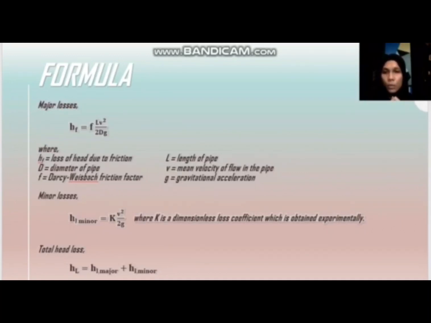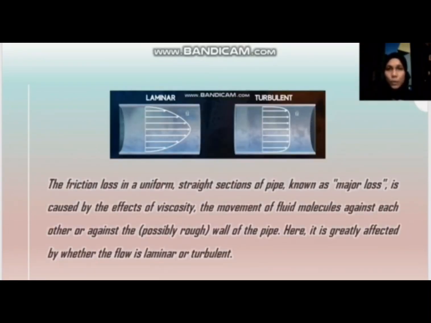Then we have minor losses, HL minor, equals K, where K is a dimensionless loss coefficient which is obtained experimentally, multiplied by V squared over 2G. And lastly is the total head loss, HL, which equals HL major or HF, added to HL minor. The friction loss in uniform straight sections of pipe, known as major loss, is caused by the effects of viscosity, the movement of fluid molecules against each other or against the possibly rough wall of the pipe.